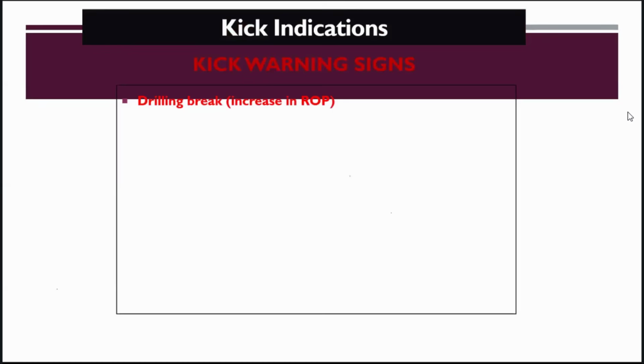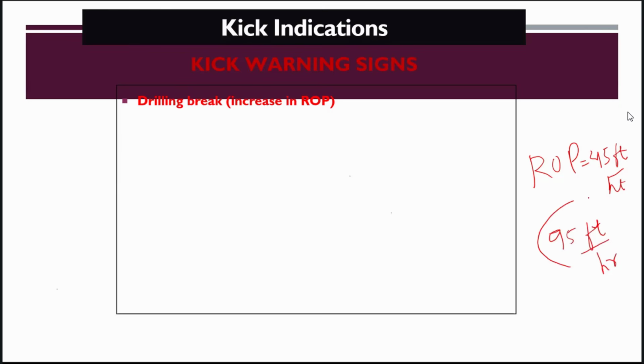Suppose you are drilling and your rate of penetration is 45 feet per hour. Suddenly it becomes 95 feet per hour. Your ROP changed suddenly. So you have to stop operation and flow check to see if your well is flowing or not. If it is flowing, shut in the well. If it is not flowing, then maybe you have a change of formation.